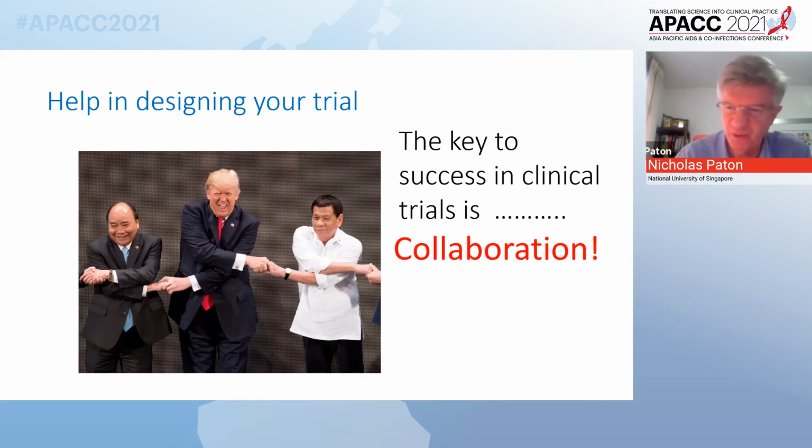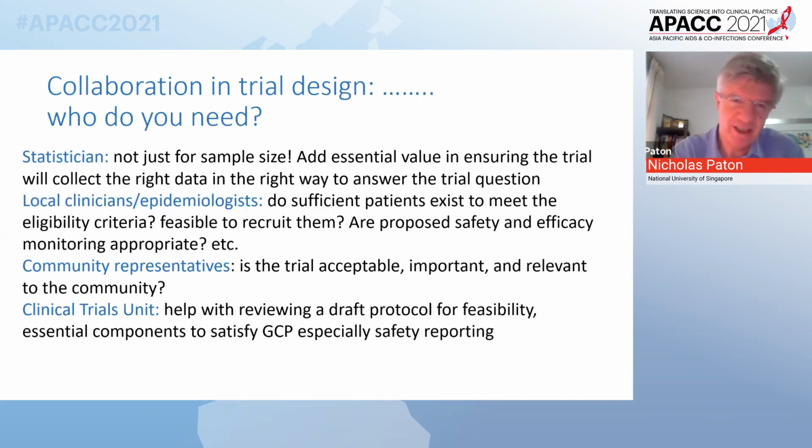So even if you don't want to work with some people in designing your trial, just make sure you do if they've got skills to bring or help to bring. And what kind of collaboration do you need in designing your trial? Well, the key is a statistician, and that's not just for sample size. Very often people think, oh, I just need a statistician to make sure that I've got the right sample size. But no, a statistician can add much more value than that in ensuring that you're going to collect the right data in the right way to answer your trial questions.